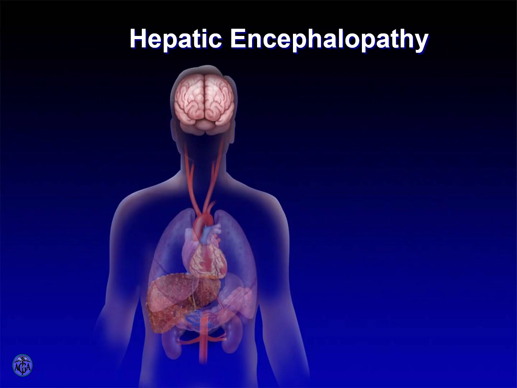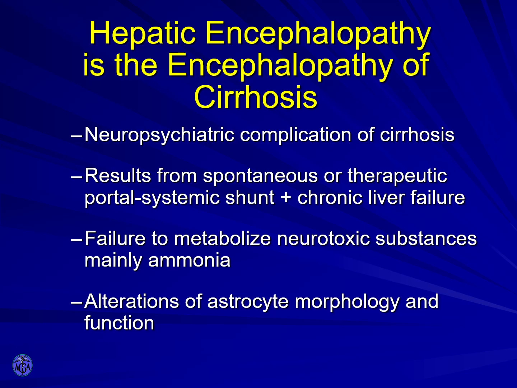Another complication of cirrhosis is hepatic encephalopathy. Hepatic encephalopathy is the encephalopathy of cirrhosis. It's a constellation of neuropsychiatric manifestations, results from spontaneous or therapeutic portosystemic shunting in addition to chronic liver disease, and is due to failure to metabolize neurotoxic substances, mainly ammonia. It is associated with alteration in astrocyte morphology and function in the brain. These astrocytes normally metabolize ammonia. In cirrhosis, these astrocytes are no longer able to metabolize ammonia, and this will lead to hepatic encephalopathy.